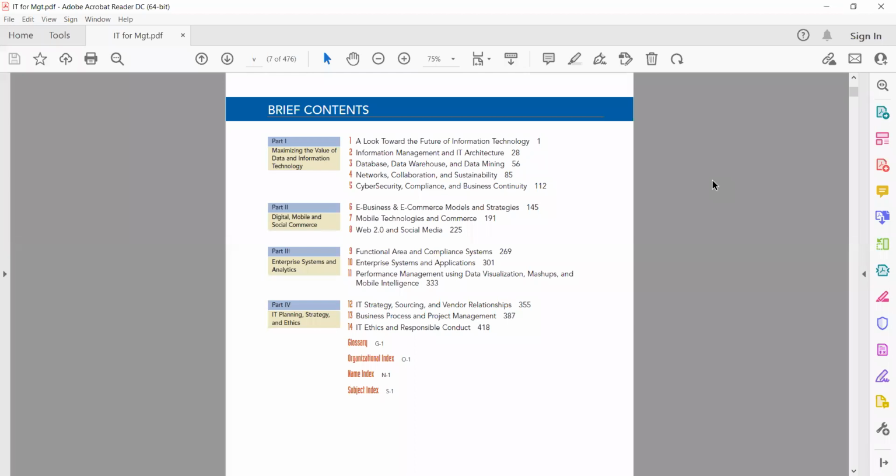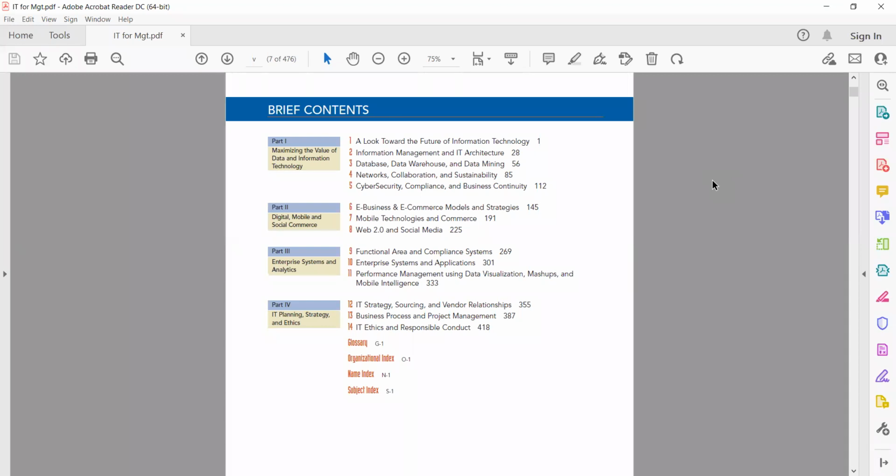Here, what is very important and related to our course sessions is the first chapter, a look toward the future of information technology, and information management and IT architecture. You don't need to focus on the others. Chapters 3, 4, and 5 are not connected with our module or subject content. You don't need to read chapter 3, chapter 4, and chapter 5.